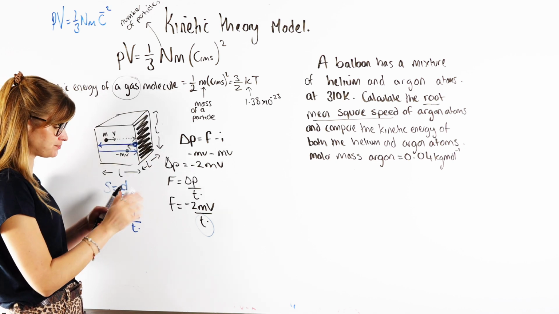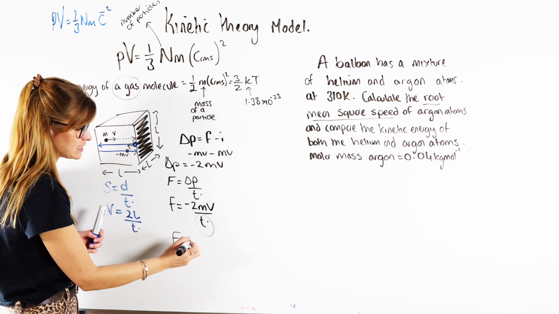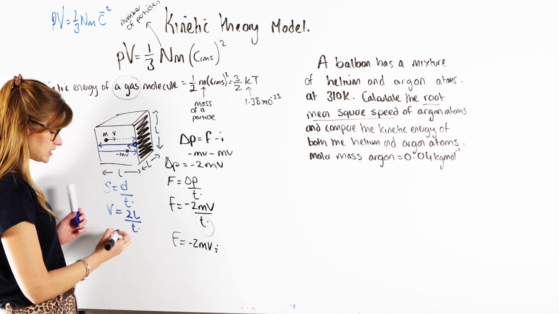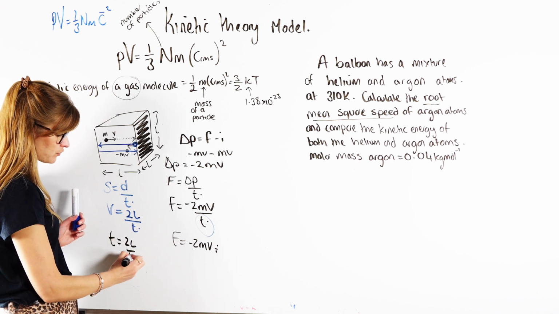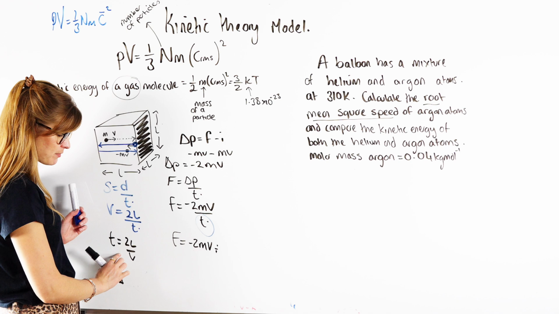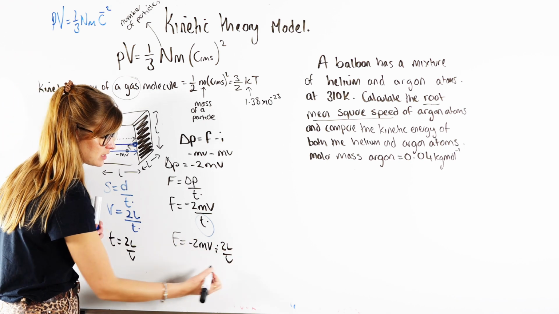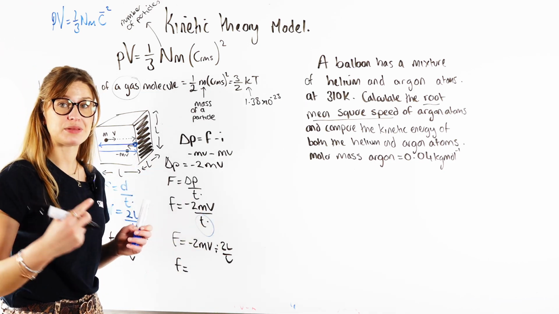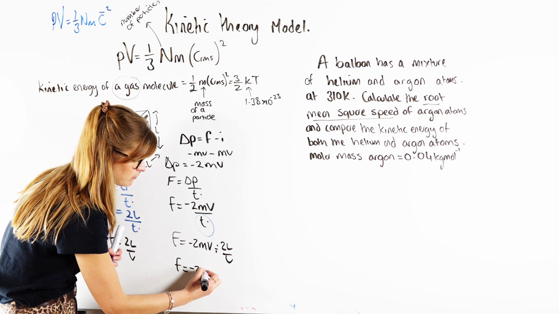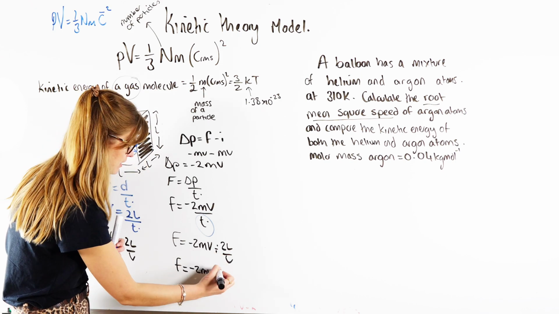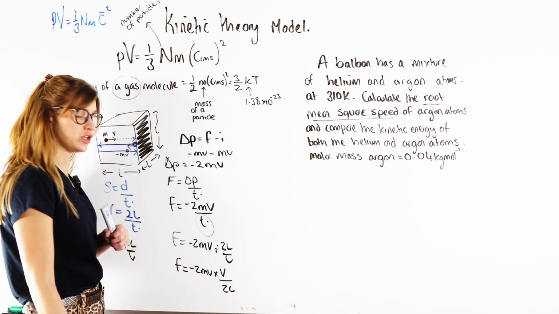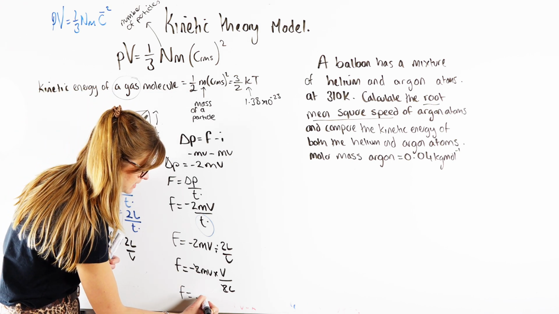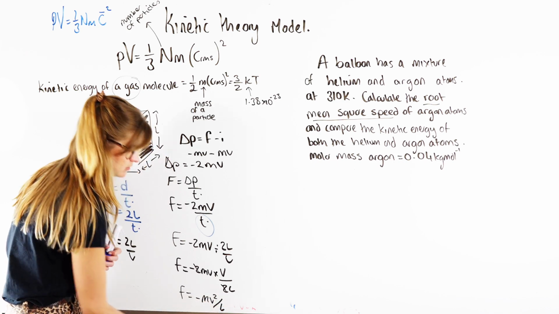So what I can write now is my force is going to equal minus 2mv divided by the time. If I rearrange to see what time is, time is 2L over v. So I want to divide by 2L over v, and in physics or maths, dividing is done by multiplying by the flip of the fraction. I get minus 2mv multiplied by v over 2L. Now the 2s cancel, and I can write the force is equal to minus mv squared over L.